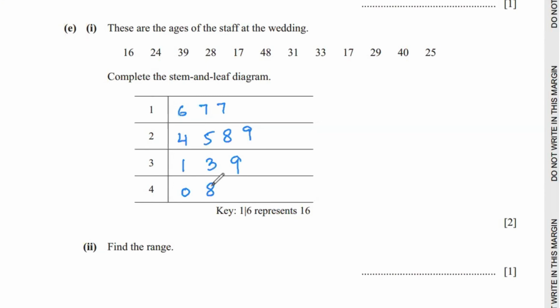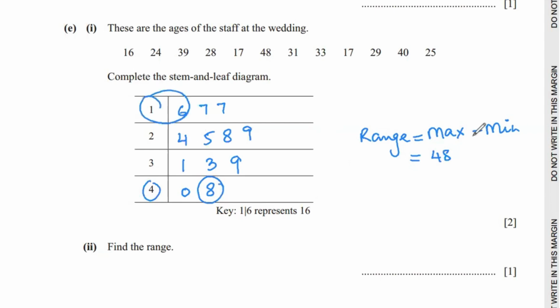And they're asking us to find the range. Range is maximum value minus minimum value. Maximum value is 48, this one, and minimum value is 16. So 48 minus 16 is 32. That is your range. You write the complete number. You don't just write the tens or just the units, the entire number.